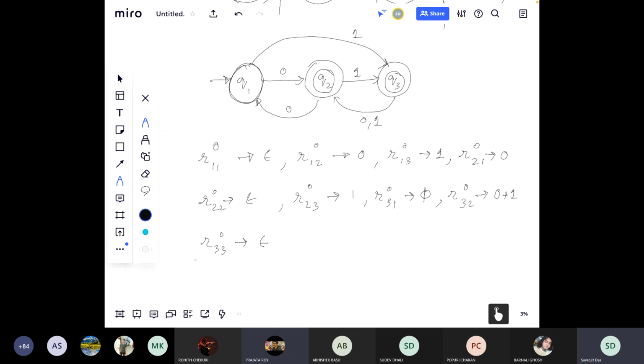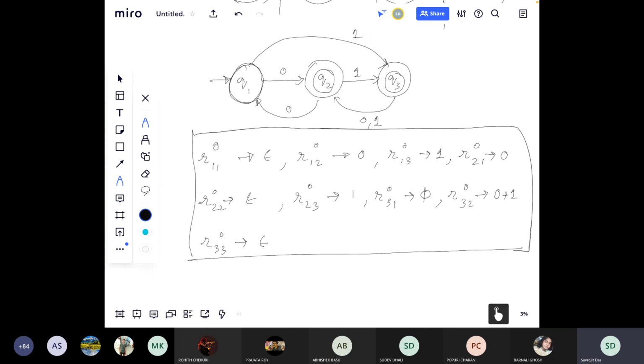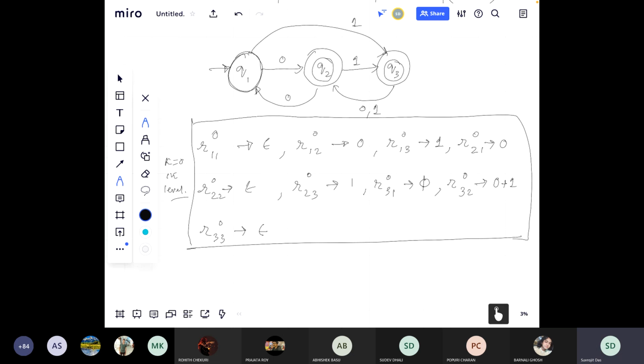Epsilon. Done. So the first level of values, which you should be treating as your base cases, and then create the recursive process to generate R111, R121, R122, right? So this is K equal to the 0th level. I, J and K all belong to N, where I and J should be greater than 0, but K can be equal to 0, right?